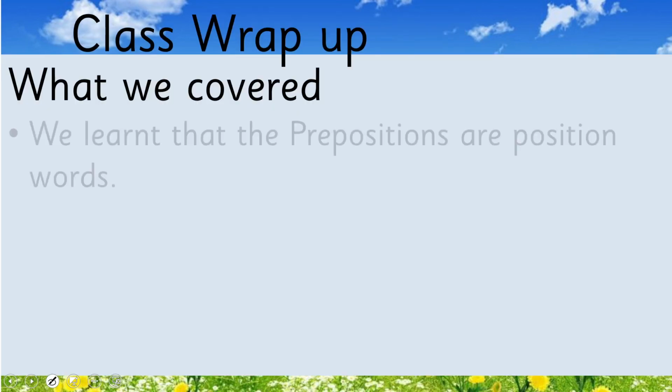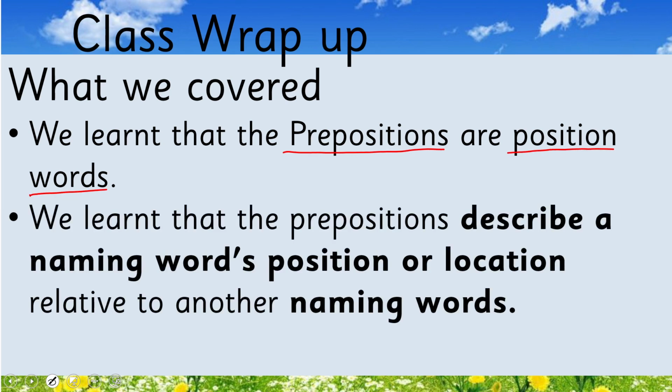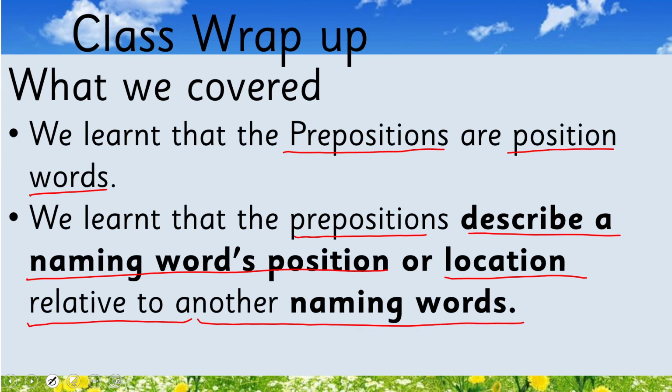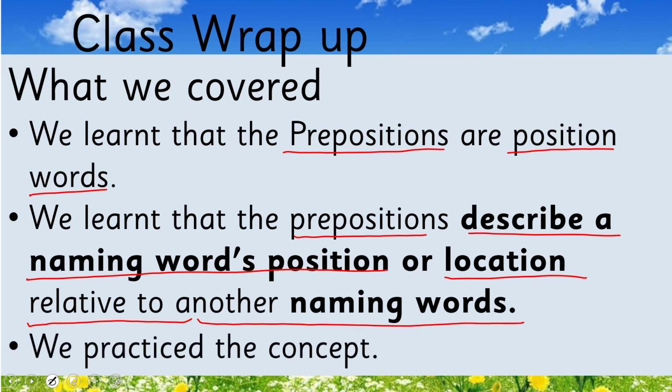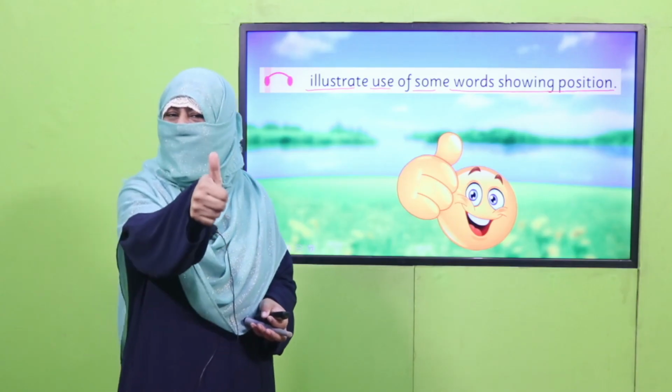So what we have learned today, we learned that prepositions are position words. We learned that prepositions describe a naming word's position or location relative to another naming word. And we practiced the concept which we just learned. In this way, we achieved our SLO, that is to illustrate use of some words showing position. Are we done with it? Yes, good job.